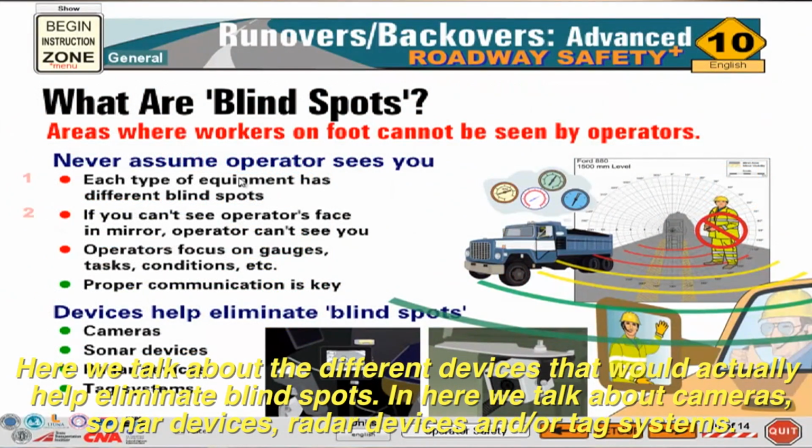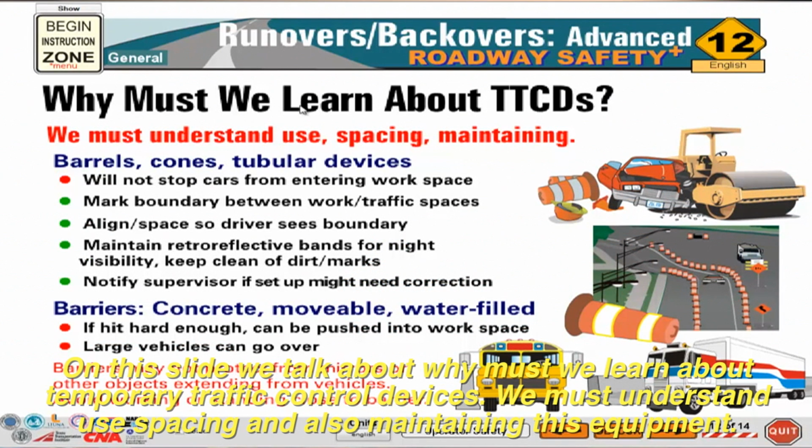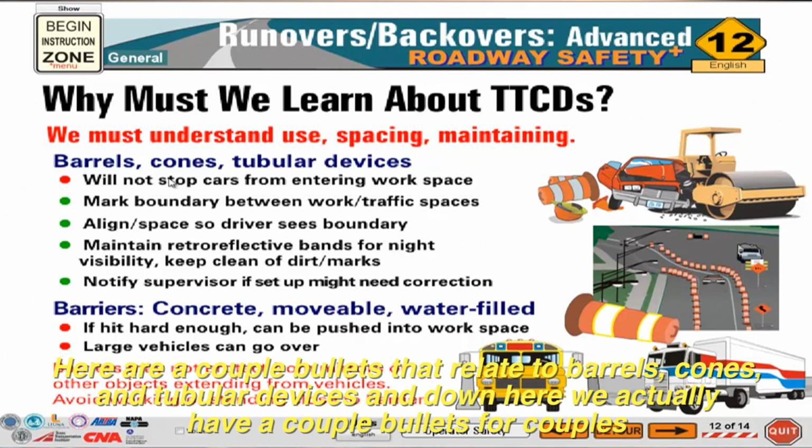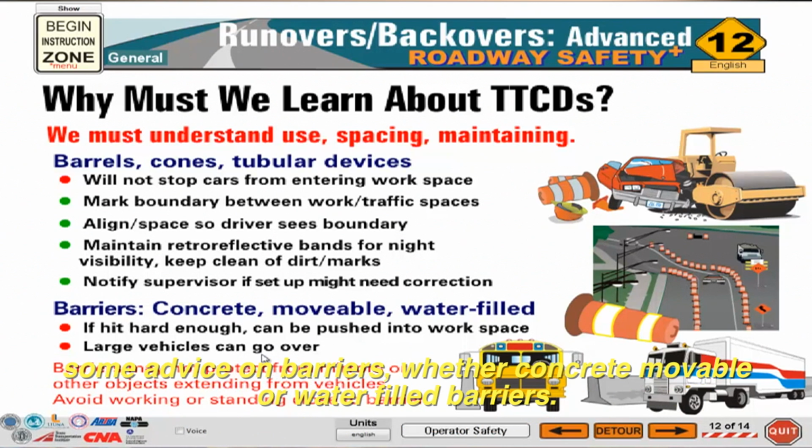Here, we talk about the different devices that would actually help eliminate blind spots. And here we talk about cameras, sonar devices, radar devices, and/or tag systems. On this slide, we talk about why we must learn about temporary traffic control devices. We must understand use, spacing, and also maintaining this equipment. Here are a couple bullets that relate to barrels, cones, and tubular devices. And down here, we have some advice on barriers, whether concrete, movable, or water-filled barriers.